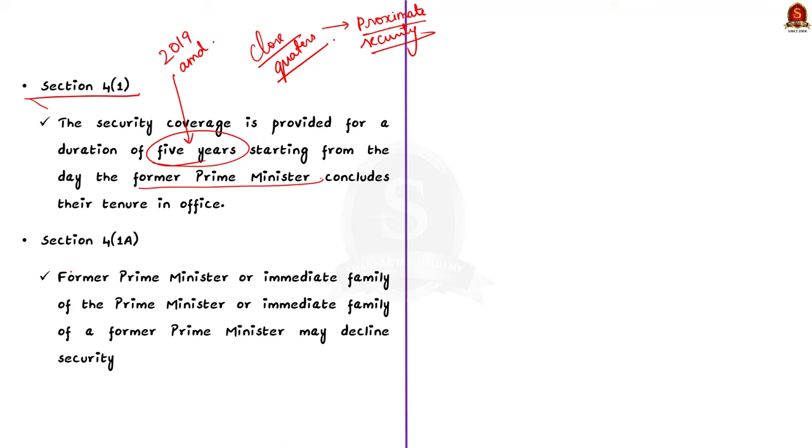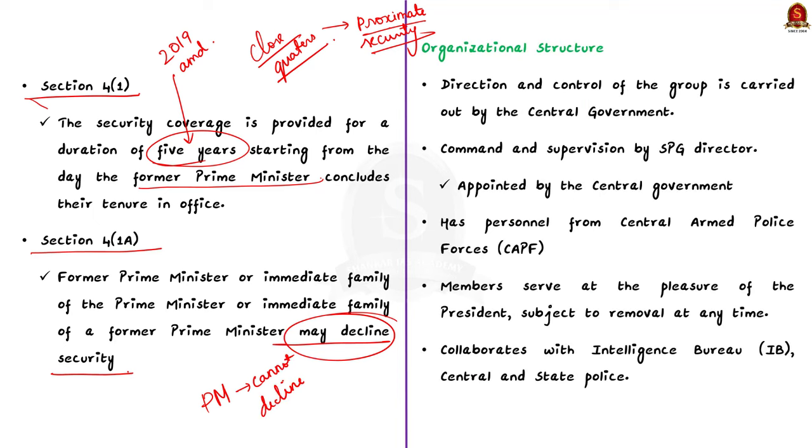Moreover, according to Section 4, any former Prime Minister or any member of the immediate family of the Prime Minister or immediate family member of former Prime Minister may decline the security. From this, we can infer that Prime Minister of India cannot decline the security. So, this is all about the objectives of SPG. Now, let us see the organizational structure.